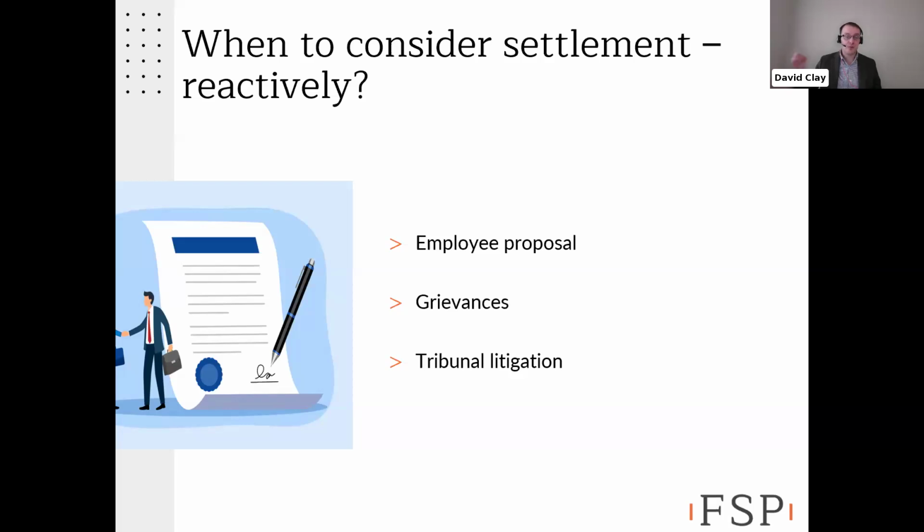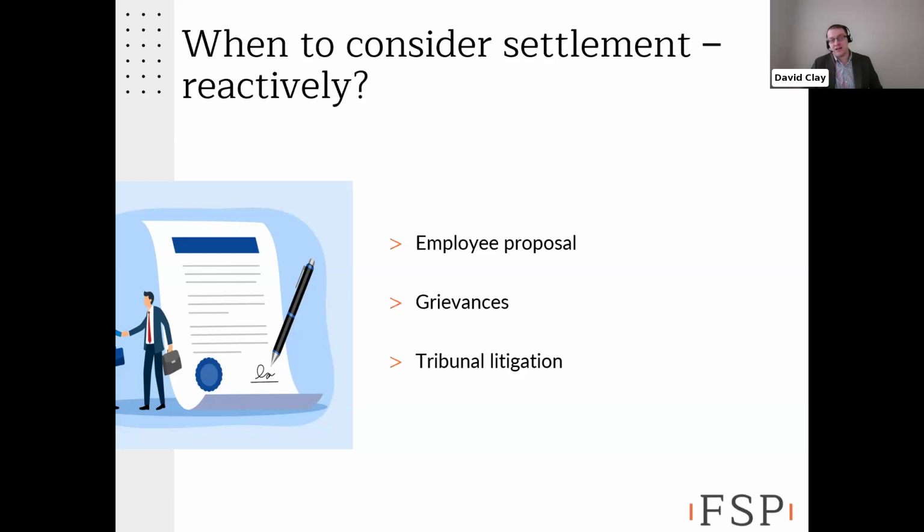And then the final point on this slide, obviously tribunal litigation. So tribunal claims are often settled on a purely commercial basis because of the time and costs involved in defending them. There's general litigation risk to consider with tribunal claims, even if you think the claim lacks merit. Employment judges are not infallible. Sometimes they can prefer the claimant as a witness over the company's witnesses.